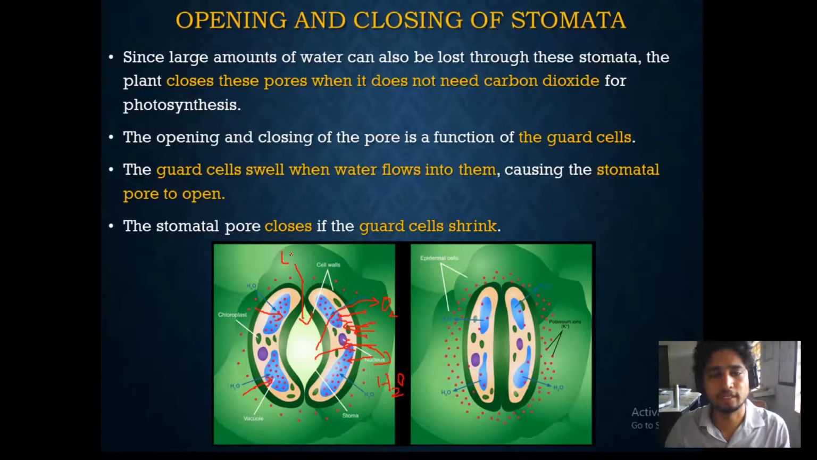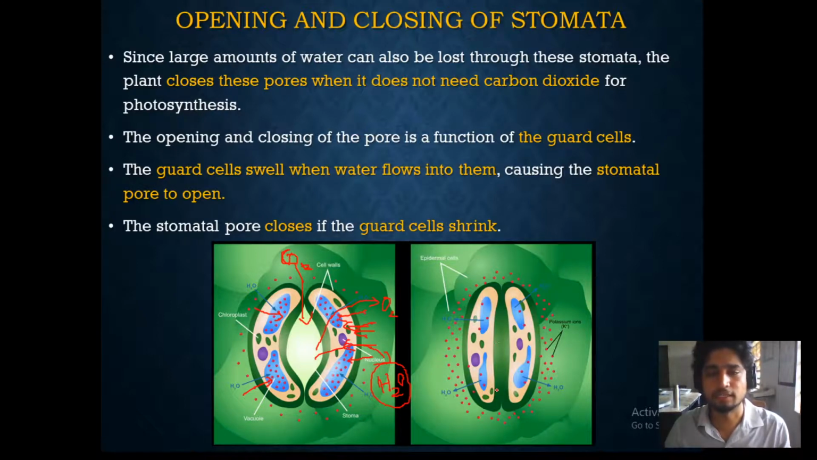So in order to avoid that, the guard cells need to close to avoid the loss of water. In order to avoid the loss of water, they need to close the stomata. So when do they have to close the stomata? When they don't need carbon dioxide. When plants are not performing photosynthesis, they don't need carbon dioxide, so they are closing the stomata.